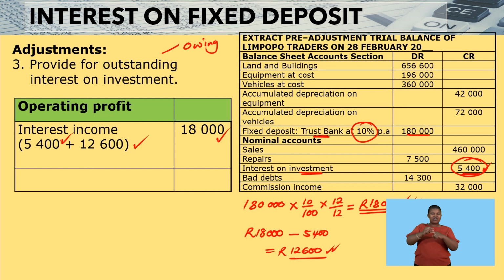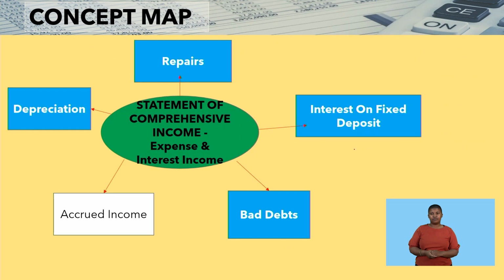The amount from the trial balance plus the amount that is accrued. This is accrued income. And then you get what we are supposed to get for the entire financial year. That is how you do it when they tell you provide for outstanding interest. Where do you look? The interest that you have received, and then you say, how much had we invested and what was the interest rate? That is 10% per annum. Let us now look at the next adjustment.